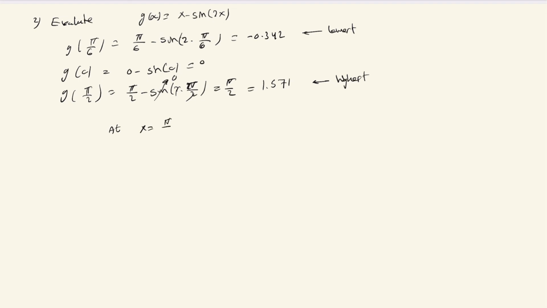Therefore, at x equal to pi over 2, we're going to have a global maximum. Why? Because it's the highest value of the function. And at x equal to pi over 6, we're going to have a global minimum.